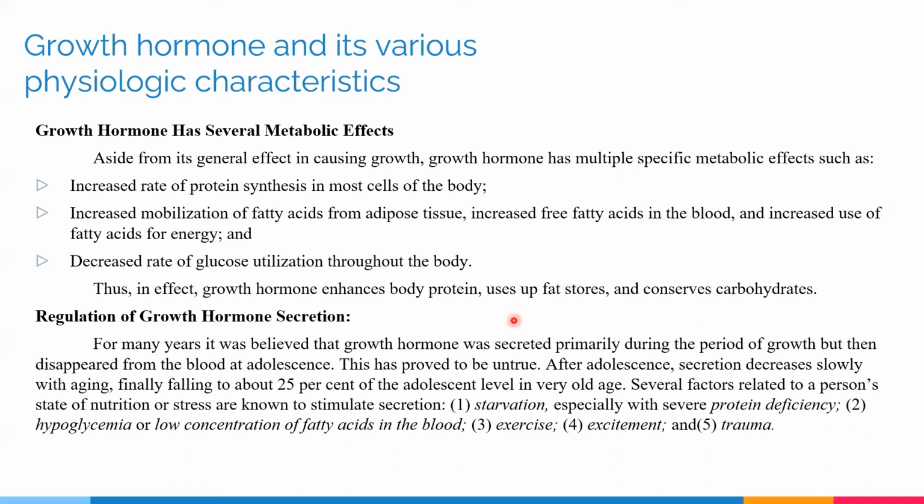Next, we look into how exactly growth hormone secretion is regulated. For many years, it was believed that growth hormone was secreted primarily during the period of growth, but then disappeared from the blood at adolescence. This has been proven wrong. After adolescence, secretion decreases slowly with aging, finally falling to about 25% of the adolescent level in very old age.